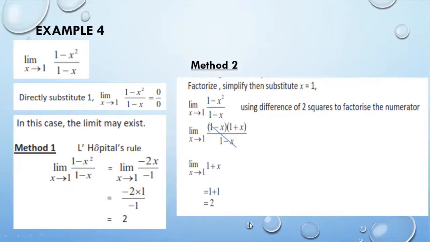Once you got this, now instead of x, you put 1. Now you put 1, 1 plus 1 will be 2. See, using both methods, we are getting the same answer. 2 here, 2 here. This was L'Hopital's rule. Method 2 was using the factorization method by simplifying. I hope you are clear on this.